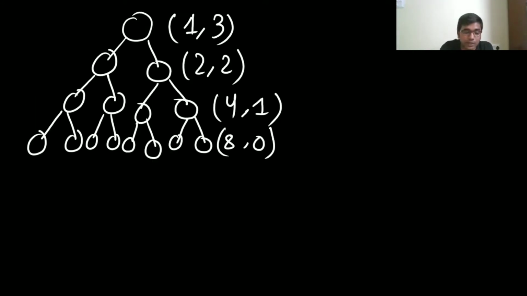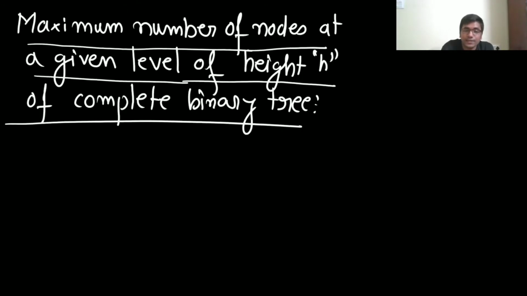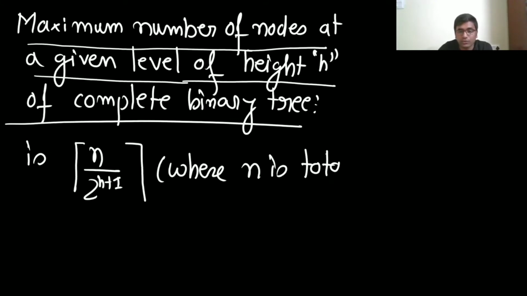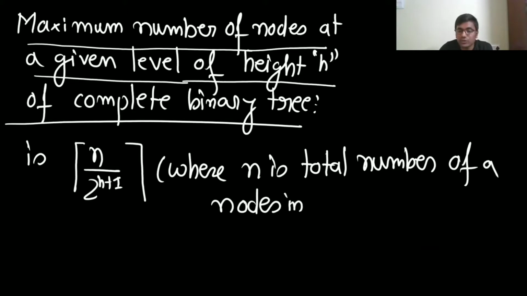So the maximum number of nodes at a given level of height h of a complete binary tree is ceil of n by 2 to the power h plus 1. This formula is very important. N by 2 to the power h plus 1, where n is the total number of nodes in a tree. So your formula is the ceiling of n by 2 to the power h plus 1.